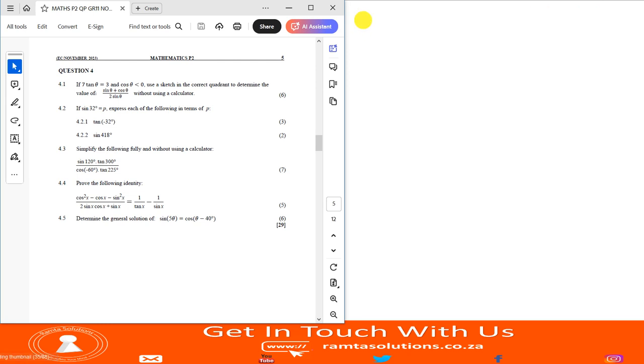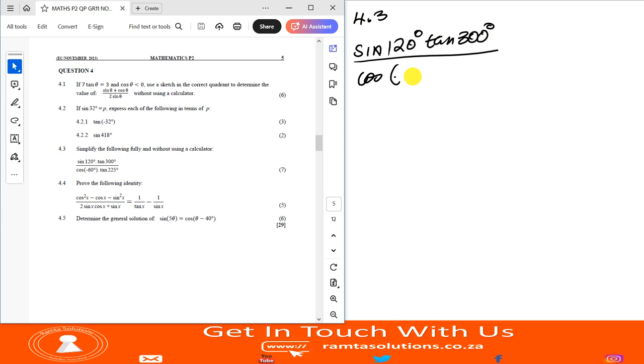Now, 4.3. We're looking at sine 120 degrees tan 300 degrees over cos negative 60 degrees, and then tan 225 degrees. So reduction formula, 120 degrees is in the second quadrant. In the second quadrant we went with 180 minus. So 180 minus 120 will be 60. So this is sine of 180 minus 60.